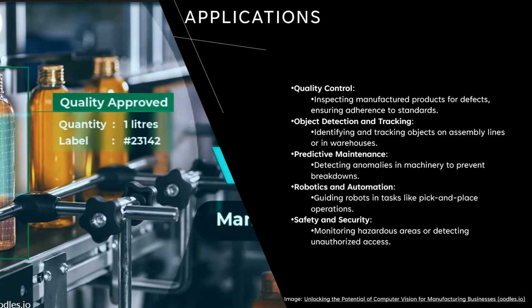Applications. Computer vision in an industrial setting can be used in quality control, object detection and tracking, predictive maintenance, robotics and automation, and safety and security. In the picture on the left, you can see there's a green square around the bottle, and it's tracking the bottle and detecting label and quantity just from an image. Quite fascinating.